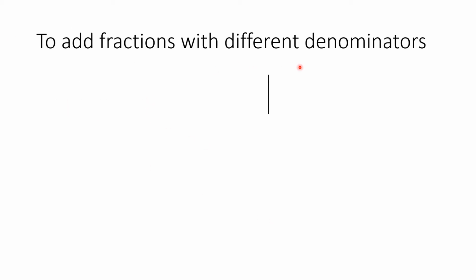To add fractions with different denominators, here is the question: 1 by 2 plus 1 by 6. Here denominators are different. So what we need to do? Yes, we need to first calculate the LCM of 2 and 6.